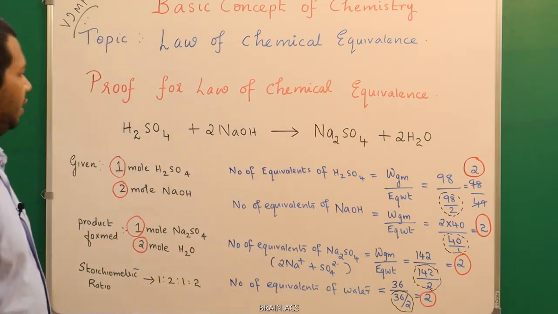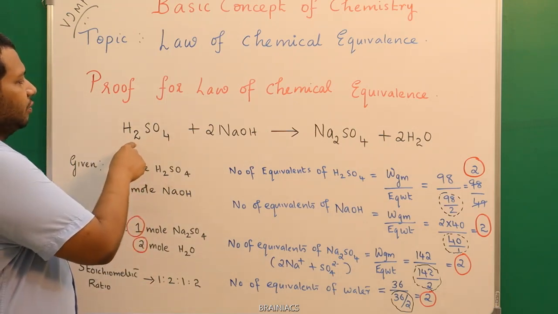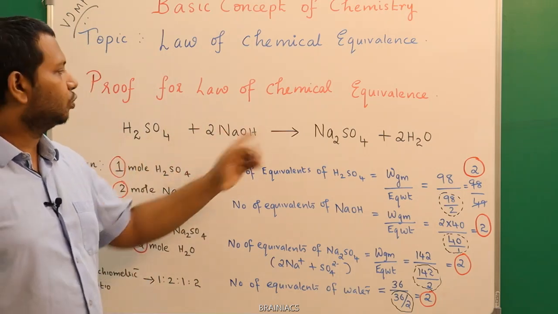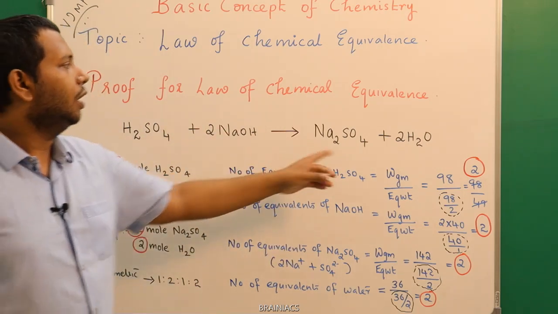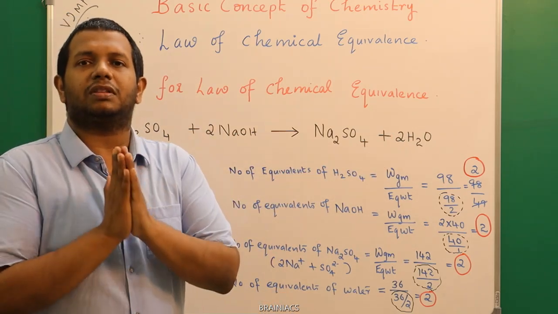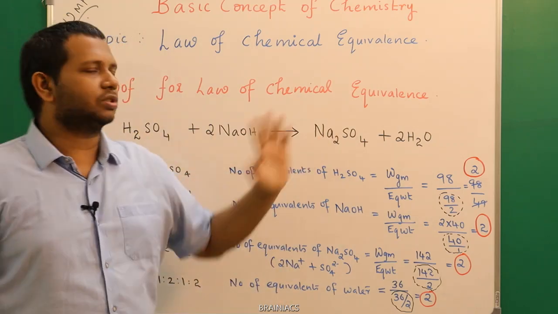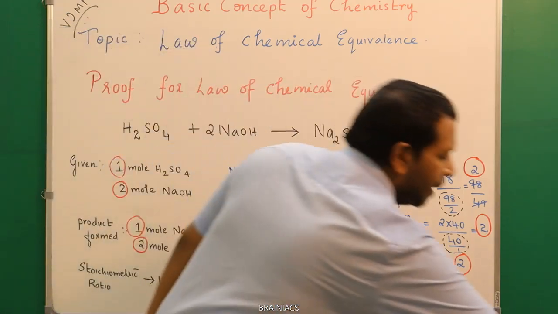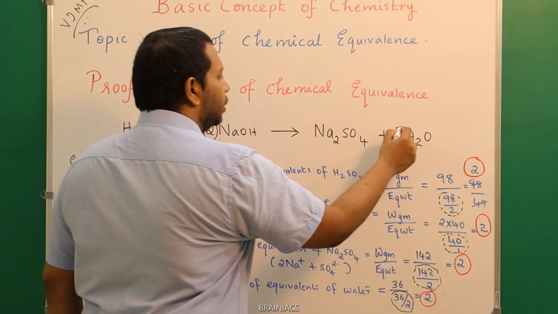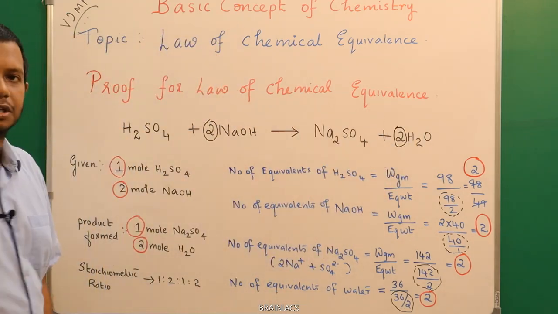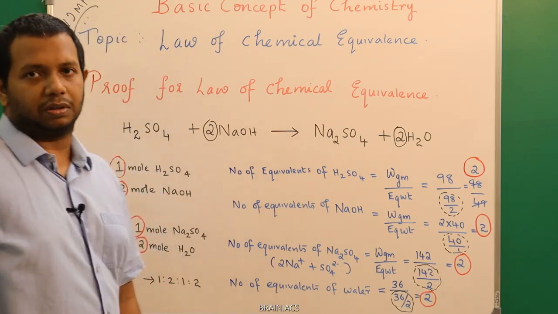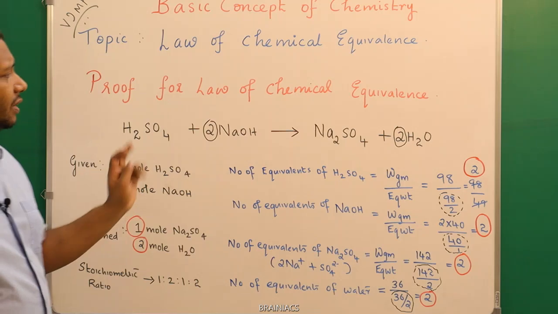So I will come with an equation. You have sulfuric acid reacting with sodium hydroxide, an acid base reaction. We know it's a salt formation: Na2SO4 plus 2H2O. First of all, I will use the stoichiometric method. In the stoichiometric method, what should I do? I should balance this equation. So I have balanced the chemical equation by putting 2 here and 2 here, because balancing the chemical equation is the first and foremost step in the stoichiometric method.